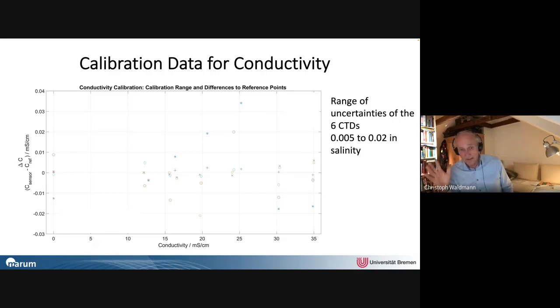Even if you look at this data, there's some indication. You see these different markers. They give you an idea that here are different CTDs calibrated, and obviously at some conductivity values, they are far off. On the average, it looks quite nice, and I think what manufacturers specify is some sort of average value.